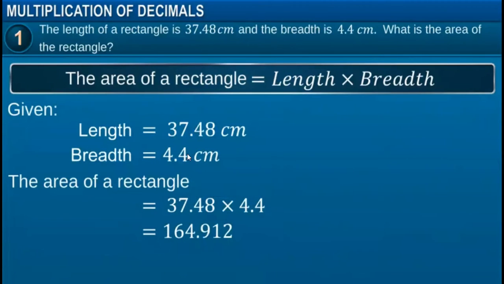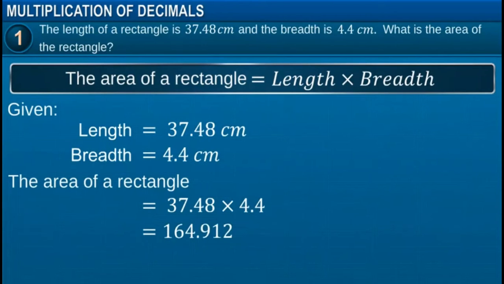Now, for decimal numbers in multiplication, here we have considered 37.48 as 3748, without considering the decimal point. Similarly, we have considered 4.4 as 44. Okay, and we have done the multiplication. After that we have counted how many decimal places there are.